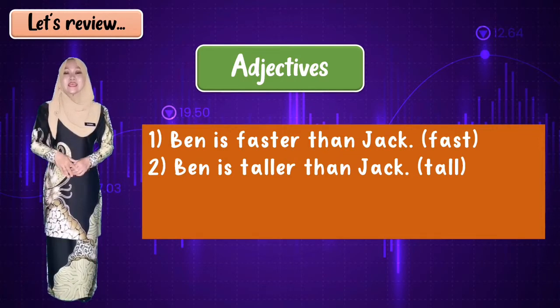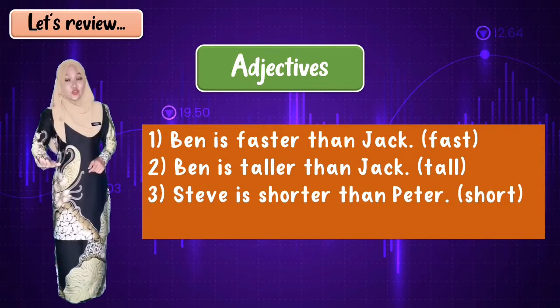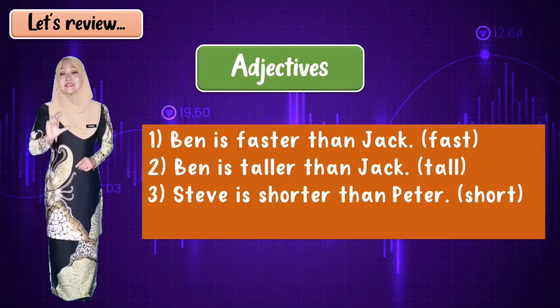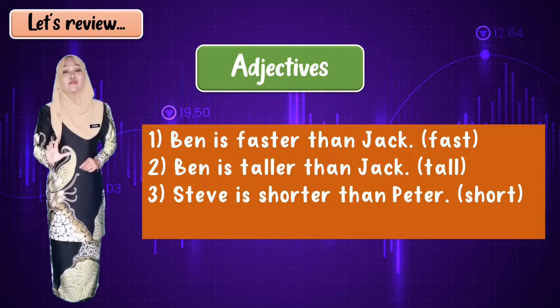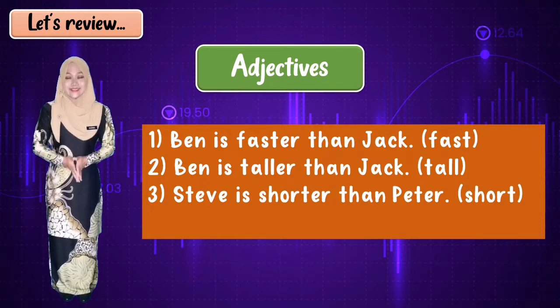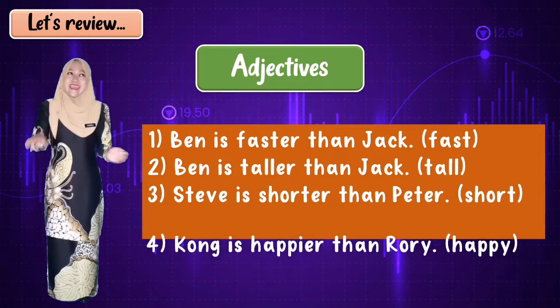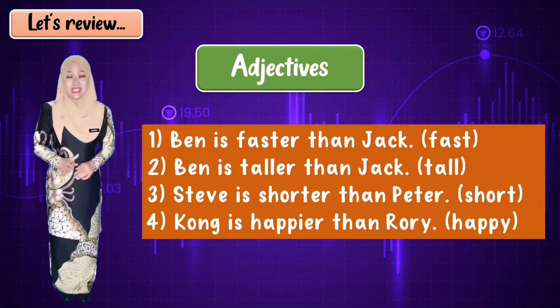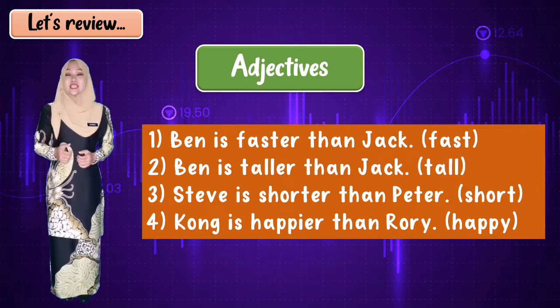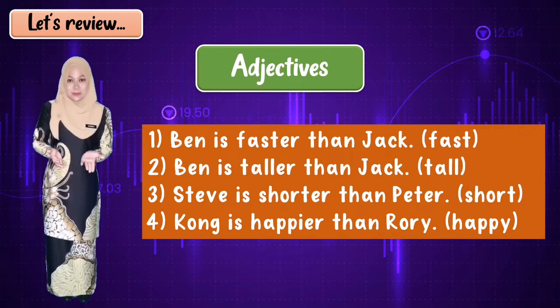Next, Steve is shorter than Peter. Shorter is the comparative adjective for short. And the last one, Kong is happier than Rory. Happier is the comparative adjective for happy.